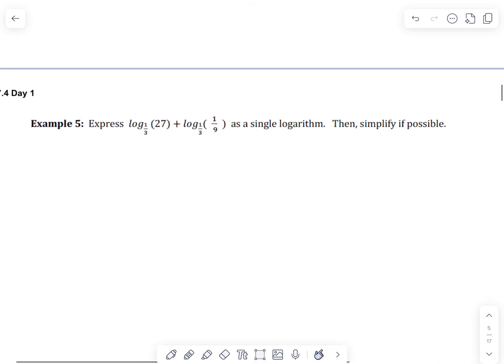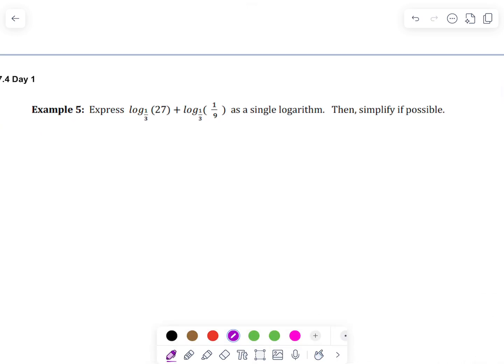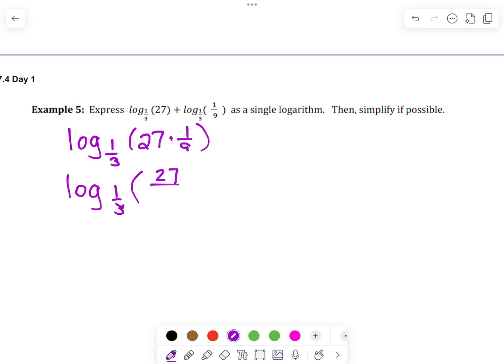All right, here's another one of these examples. Both of these are a logarithm of base 1/3. And so we're going to multiply 27 times 1/9. And then I'm going to simplify that 27 times 1/9, which is 27 over 9. And we reduce that fraction, 27 divided by 9 is 3.